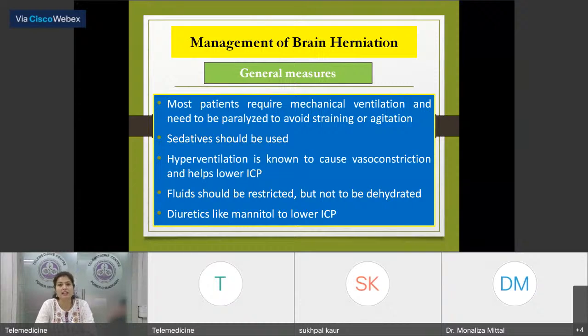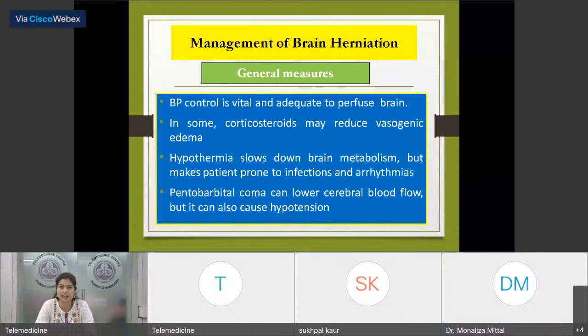These are mechanical ventilation to maintain the airway and breathing, and paralysis so that extra brain activity is prevented. Sedation can be given to these patients. Hyperventilation for a brief period can be given so that vasoconstriction occurs, which can reduce the increased ICP. Proper fluids are to be given. Make sure that you neither overhydrate nor dehydrate the patient. Diuretics, especially osmotic diuretics like mannitol, can be given to lower the ICP.